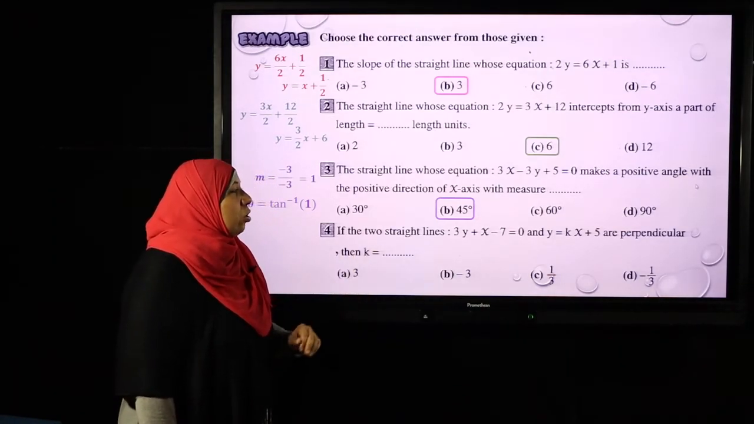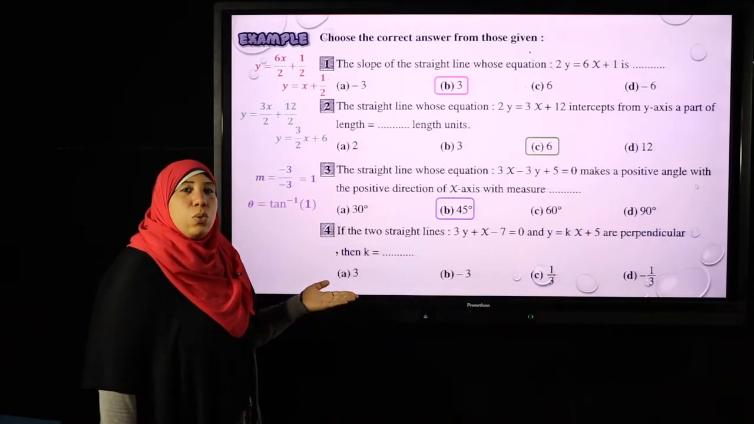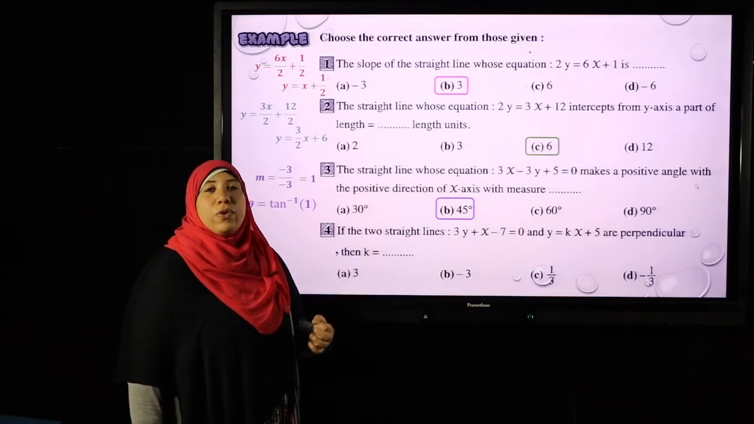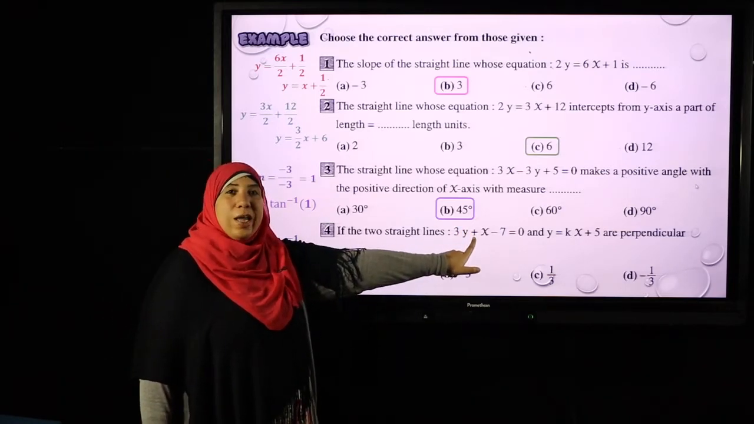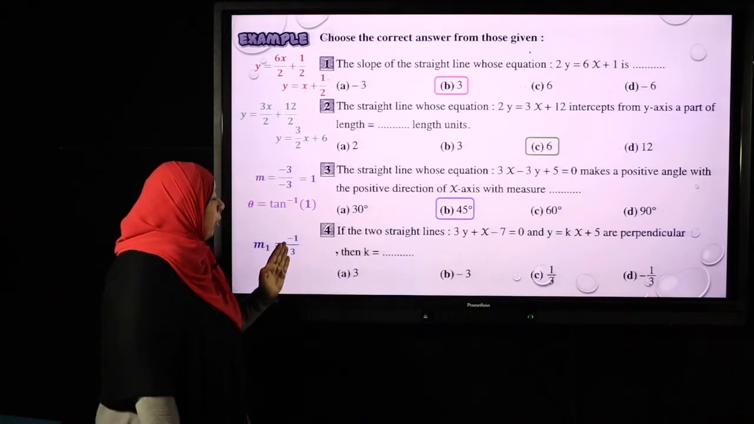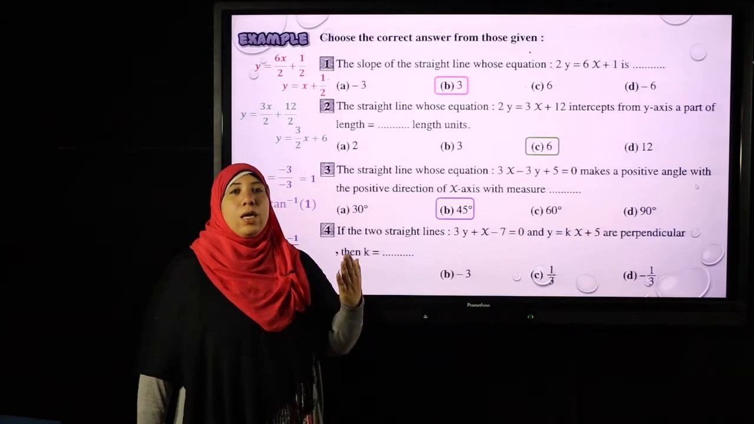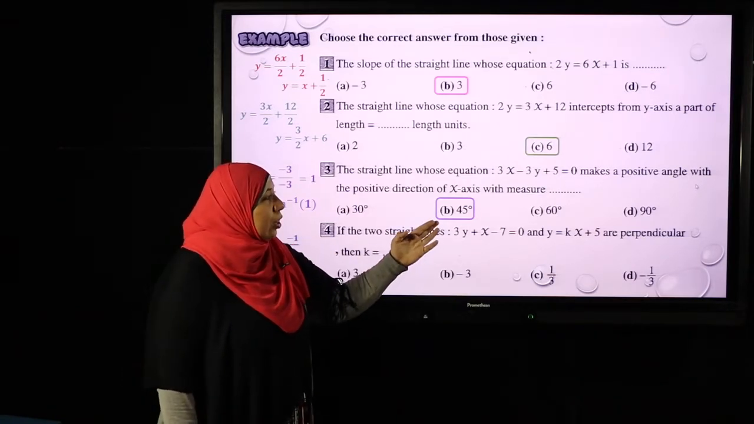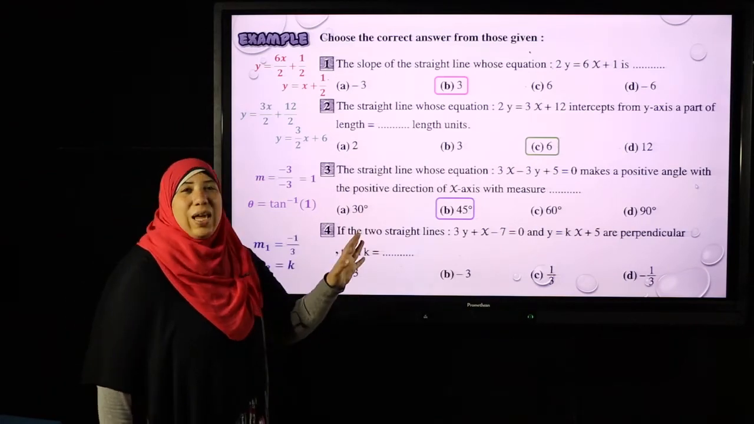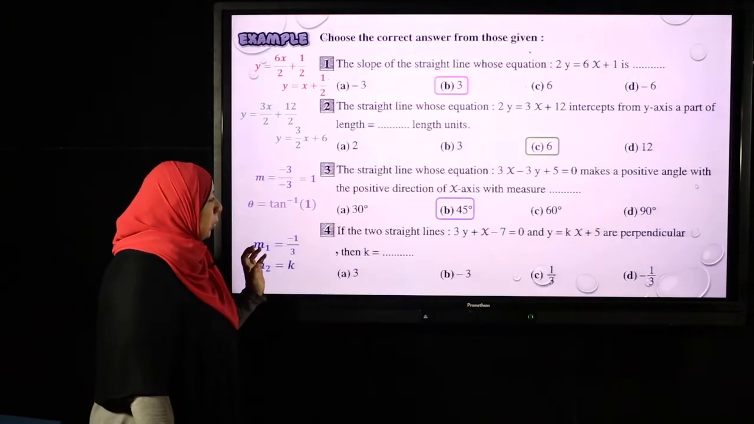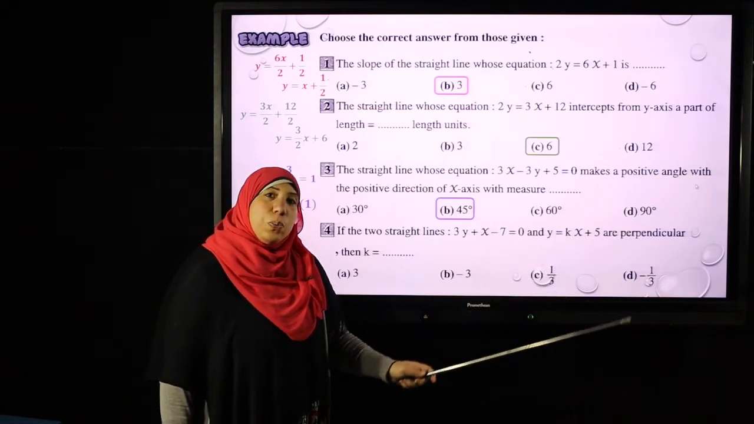And here I have two equations in two different forms. From the first equation, to find the slope, when the equation is equal to 0, I will use the rule which is negative the coefficient of x over the coefficient of y, which is negative 1 over 3. X here is 1x and this y is 3, negative 1 over 3. The other equation is in the form y equals mx plus c, so the slope here is the coefficient of x directly. So m2 here is k. K is the slope. And he said that the two straight lines are perpendicular.